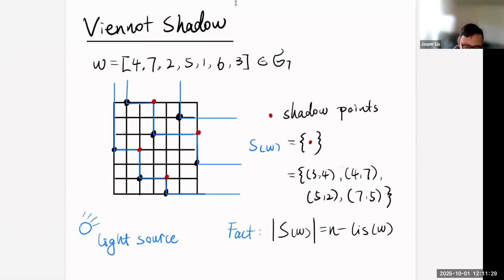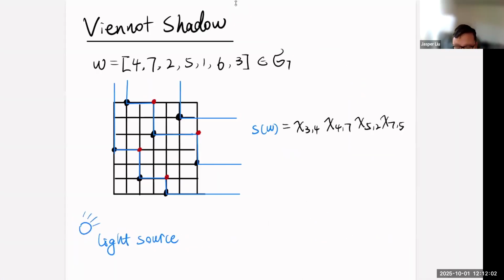One more thing is the size of this shadow set, because if you add the number of shadow points with the number of shadow lines, you should get all the n points. You should exactly get n. So that means the size of the shadow set is n minus the length of the longest increasing subsequence of the permutation we started with.